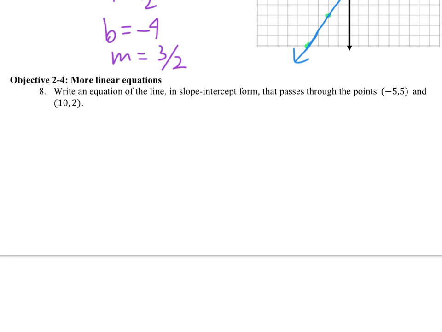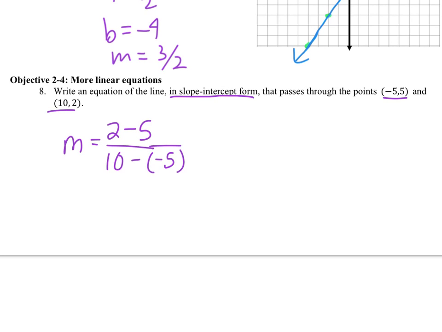For problem number 8, they want us to write an equation for the line in slope-intercept form. Passes through -5, 5, and 10, 2. So one of the very first things we're going to need to do is we need to calculate the slope. So if I use 2 as my y sub 2, then I would be subtracting 5. If I start with 2 on top, that means I have to start with 10 on the bottom because that ordered pair needs to be lined up. So I'm going to be subtracting the x coordinate from the other point, which of course is -5.